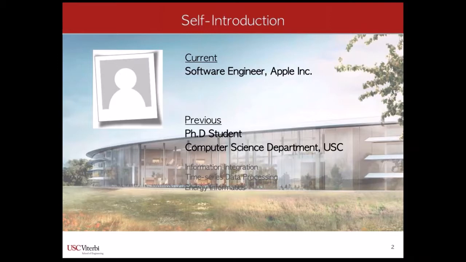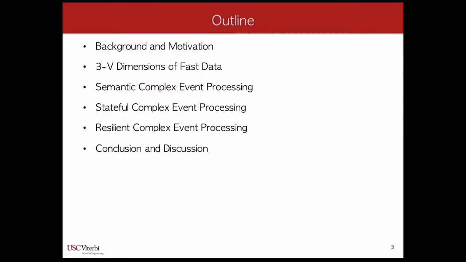I just want to emphasize that the work I present today is part of the work I did back at the University of Southern California as part of my PhD study. There are quite a few slides to cover, so I probably will skip some details. I will talk about fast data management. Firstly, I will introduce the background and the motivating applications. Then I will try to generalize what fast data is, introducing the three-way dimension interpretation. Then I will describe the three approaches to address the three-way dimensions of fast data respectively. And finally, I will conclude the talk.